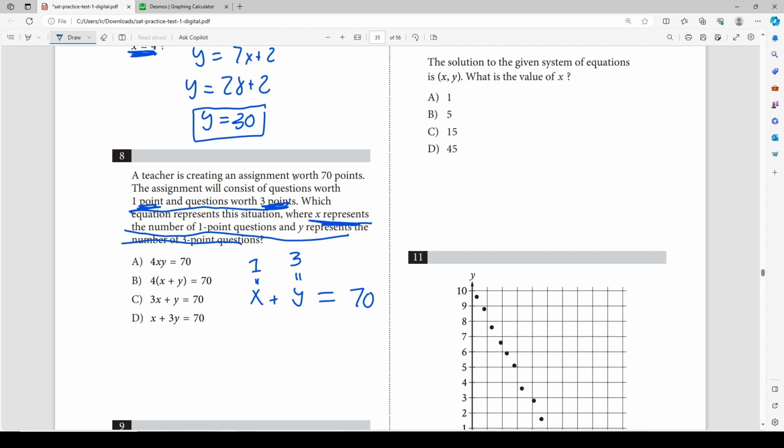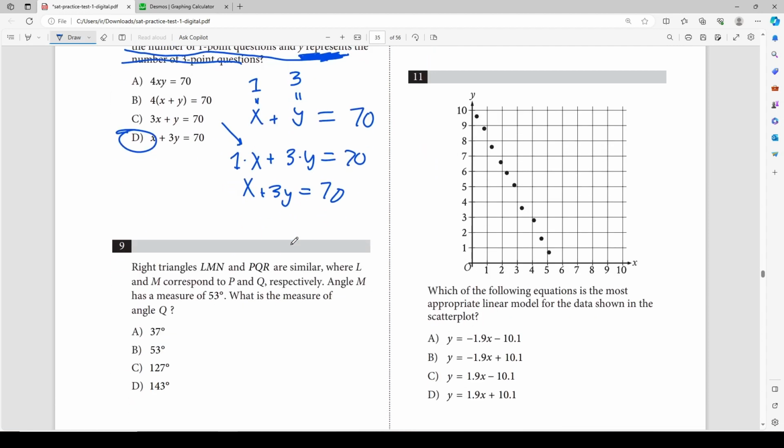So, let's say, for example, I have 2 3-point questions. That's going to equal 6 points. How can I represent that? I could just represent that as multiplying the variable that represents the question by the amount that it's worth, right? So, for example, if x represents a 1-point question, I could just write that as 1 times x, and that gives me the total number of points that all the 1-point questions give me. And now I could do the same thing with y, so 3 times y is equal to 70. So here I have x plus 3y is equal to 70, right? And that's going to be choice D.